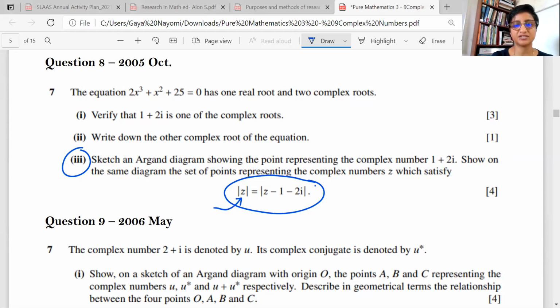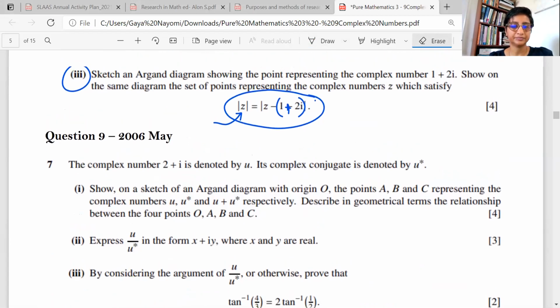This means distance from z to 0. You have to identify the two fixed points. One is 0. The other one, if you put a bracket here, is 1 plus 2i. That's easy.